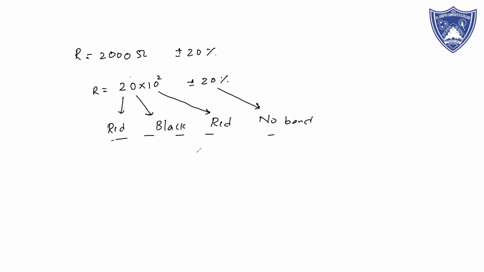Okay, understood? Very simple. The color code, the advantages of these carbon resistors, as I told you, are that they are small and easy to handle, and they are cheaper than the wire wound resistors. Understood? So this is all about the color coding of the resistors.